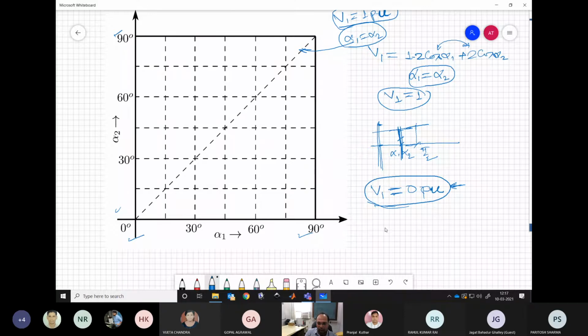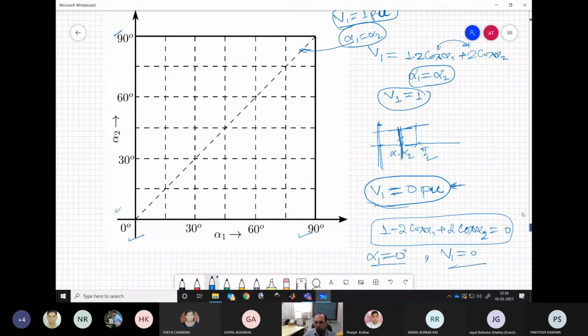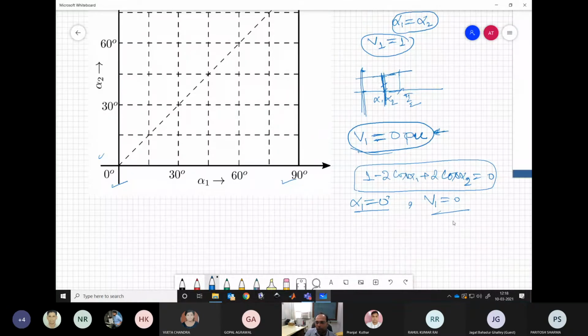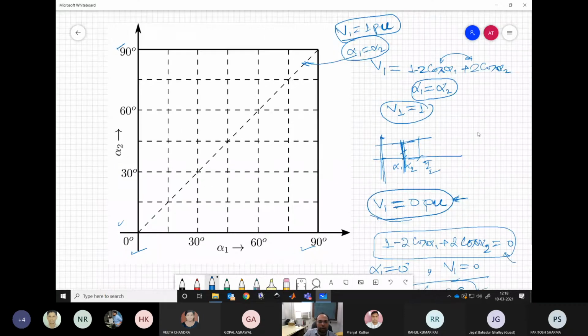So let us say we have 1 minus 2 cos alpha 1 plus 2 cos alpha 2 equal to 0. Now if you put alpha 1 equal to 0 degree, what will happen? For having V1 equal to 0, your alpha 2 will turn out to be 60 degree. If you solve this, 2 cos alpha 2 would come out to be equal to 1, so cos alpha 2 equals 1 by 2, and then alpha 2 equals 60 degree. Which means a point over here.